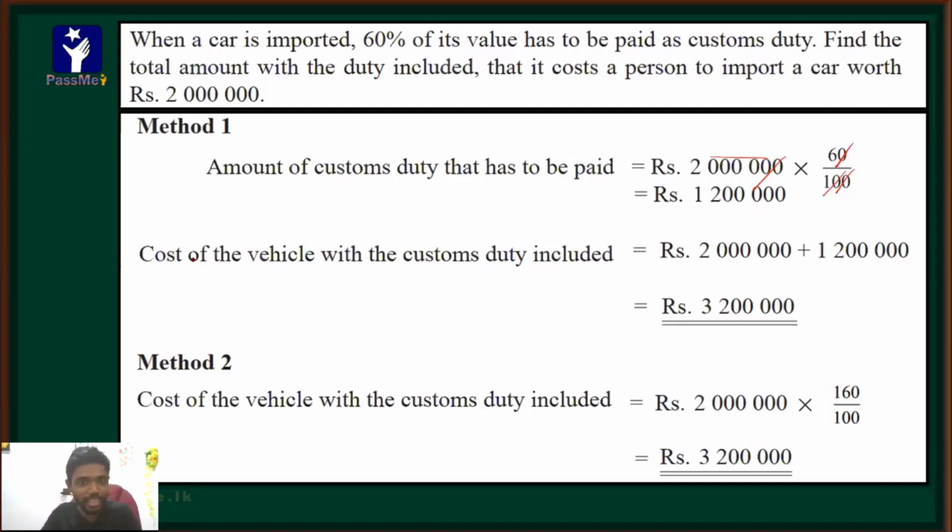එතකොට then we can write a sentence as cost of the vehicle with the custom duty included. ඒ කියන්නේ custom duty එකක් දුන්නාට පස්සේ ඇත්තට මේ කාර් එකේ වටිනාකම කොච්චරද? The value of the car when it comes to Sri Lanka. Or you can add these two numbers and it comes as 3.2 million, or ලක්ෂ 32.